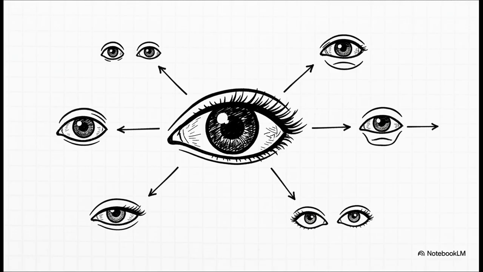But on the other hand, there are some very real functional reasons. These procedures can fix a sagging lower lid that gives you that always tired appearance. They can even correct medical conditions like ectropion, which is where the eyelid actually turns outward. So it's a real mix of cosmetic and reconstructive work.